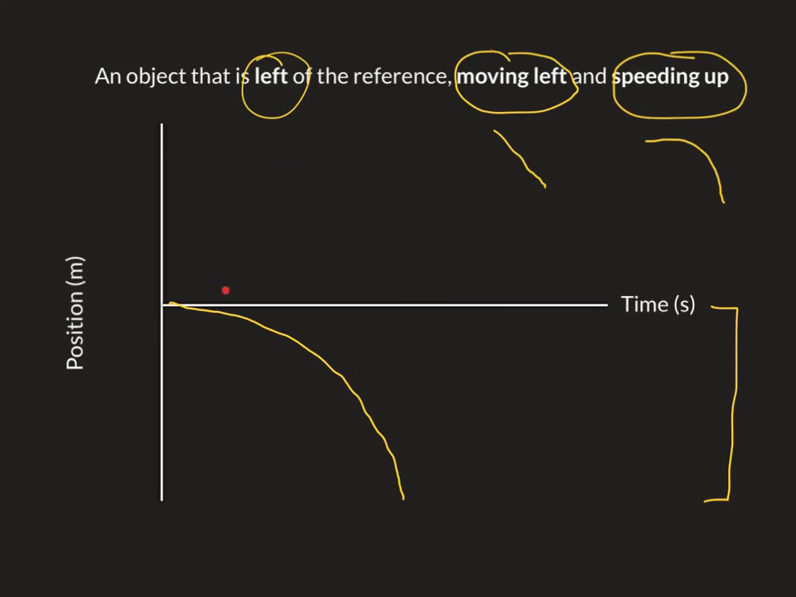It's moving left, well that's good because my line slopes downwards the whole time. It has a negative slope the entire time. And it's speeding up because it's getting steeper and steeper and steeper. I start with a negative slope, but it's pretty flat. And over time I get steeper, steeper, steeper. So if I gave you this graph, you should be able to tell me all three of these bits of information just from looking at it.